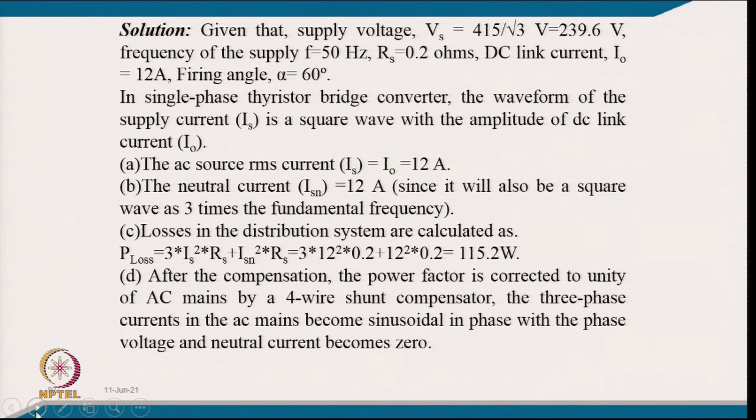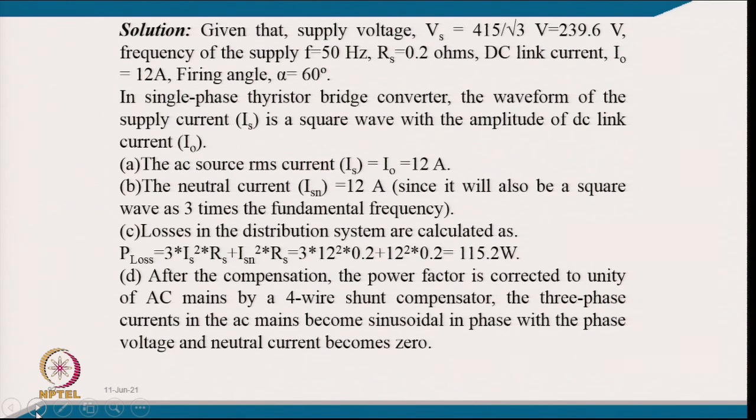supply voltage Vs equal to 415 by root 3 V equal to 239.6 volt and frequency of supply 50 hertz, RS equal to 0.2 ohms and DC link current of 12 ampere with a firing angle of 60 degree. So, in a single phase thyristor bridge converter, the waveform of supply current is a square wave with the amplitude of DC link current. So, AC RMS current is the same as your DC current, that is because of the square wave.